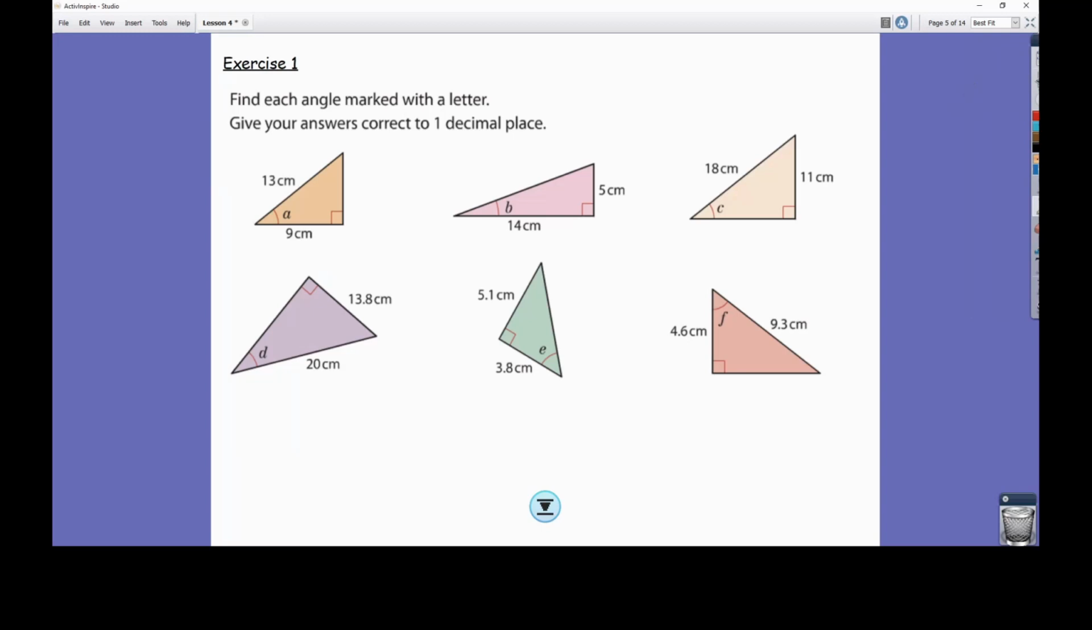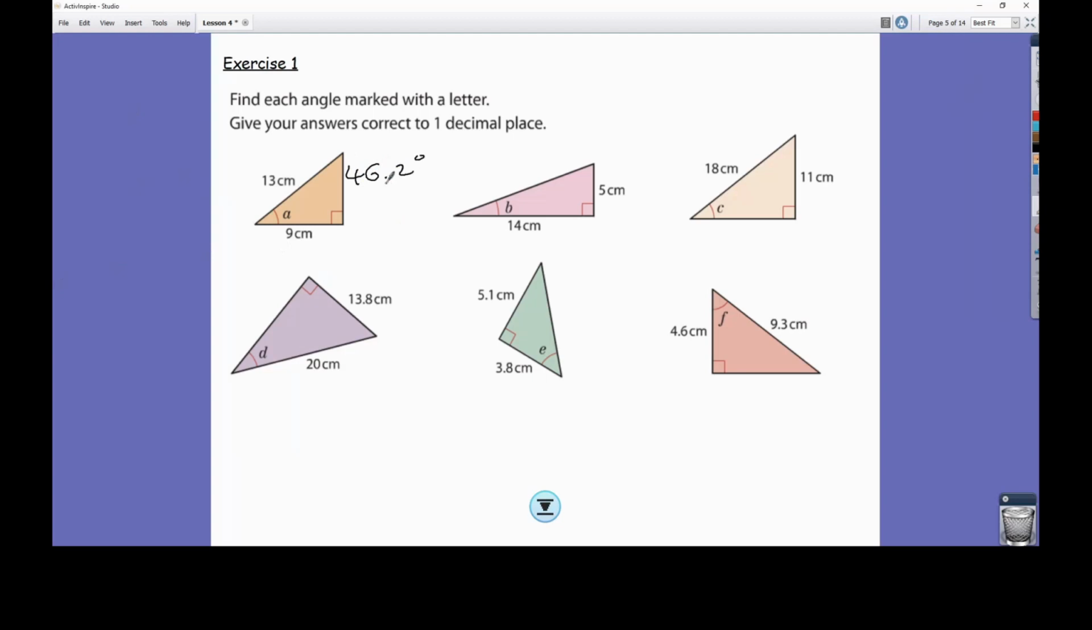Okay, so let's go through the answers. So for the first one, we have cos. I'm just going to go through these quickly just to get you the answers so we can move on to some more interesting problems. So cos alpha is equal to adjacent over hypotenuse. So we're going to get shift cos 9 over 13. So we get 46. So you should have 46.2 degrees for the first one.